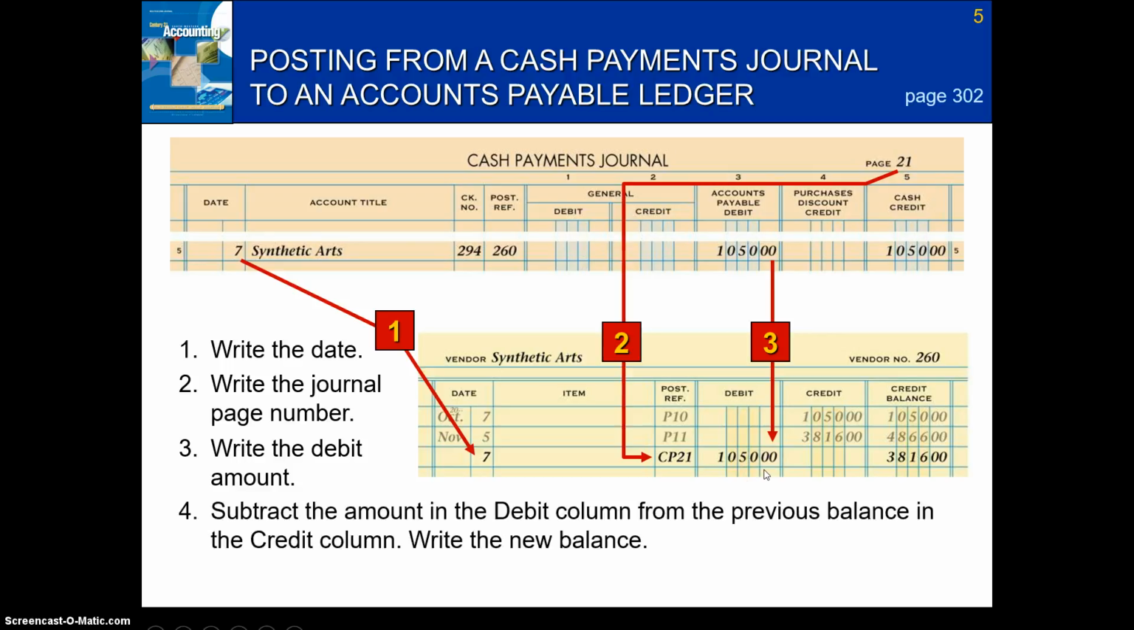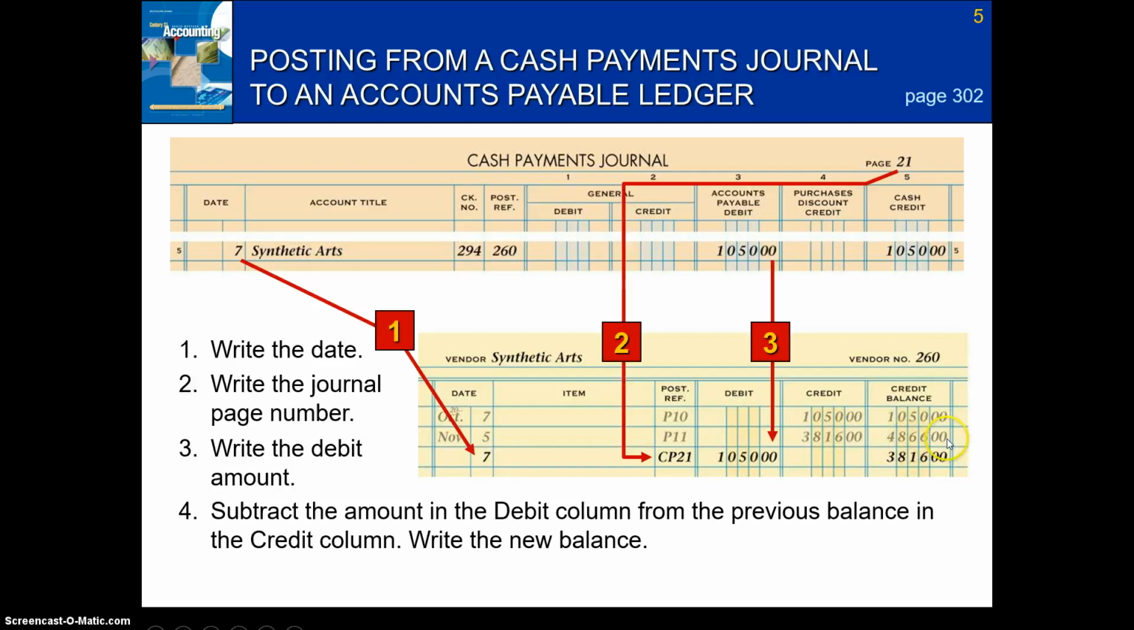Now this one already had a balance, and it had a credit balance. So if you remember, if you have a credit and a debit, you have to subtract. Okay? If they're the same, you add. If they're different, you subtract. So we're going to take the 4,866 minus the 1,050. That's going to leave us $3,816, and that goes in the credit balance column because this credit number was bigger.